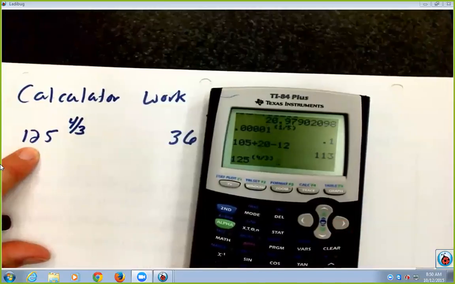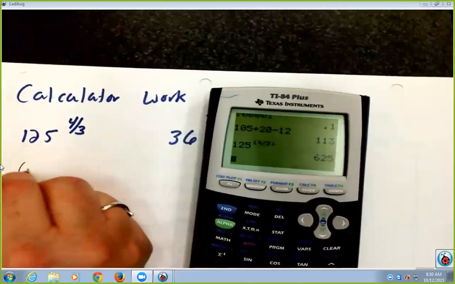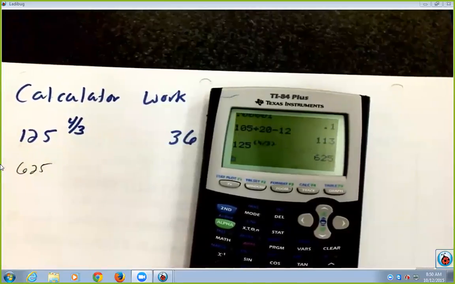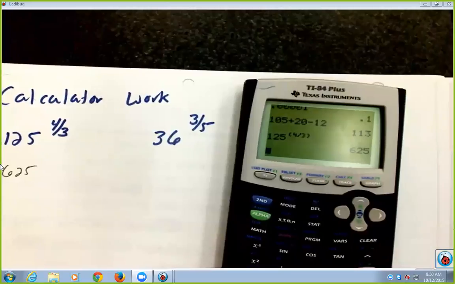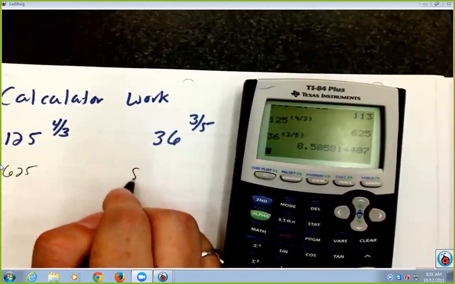Get it back down to where it's supposed to be, hit enter, and my answer is 625. Okay, so if we work that one out, that's what our answer would be. And you do the same thing with 36 over here. So 36, caret, parenthesis, 3 divided by 5, parenthesis, get it back down, hit enter, and that one's not as easy as in a straight answer.